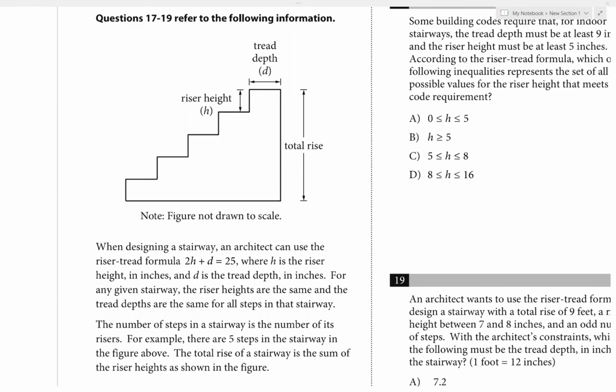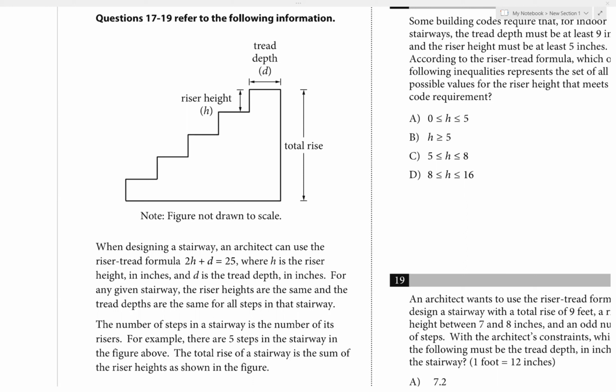All right, for question 17, they give us a lot of information here. So we have this picture, right? And then it says when designing a stairway, an architect can use a riser-tread formula, 2h plus d equal to 25, where h is the riser height in inches and d is the tread depth in inches.